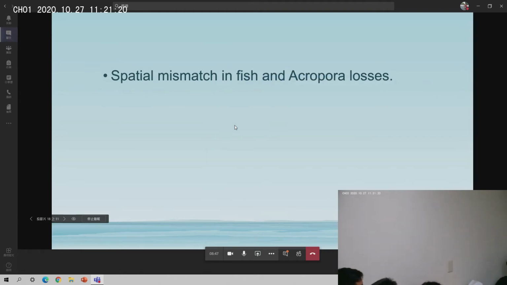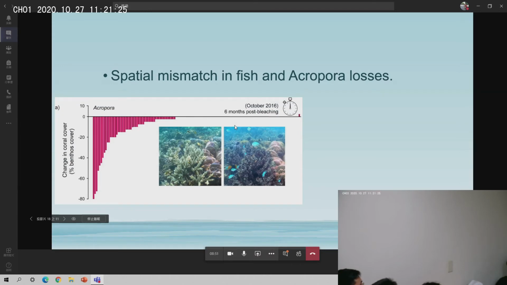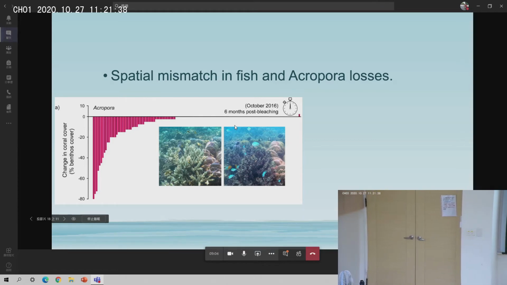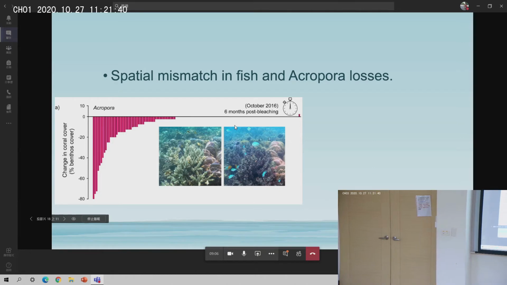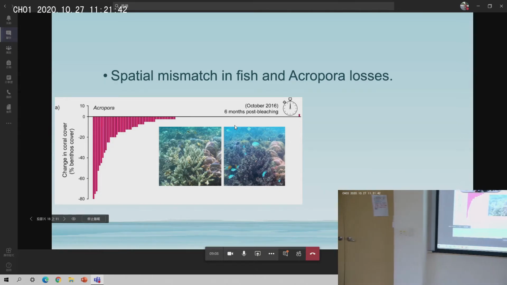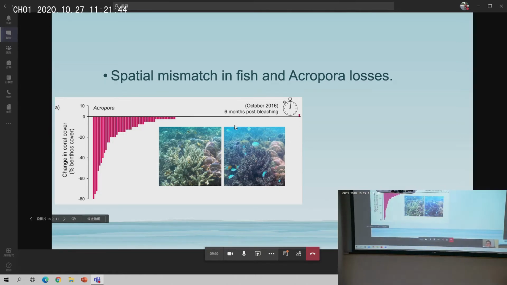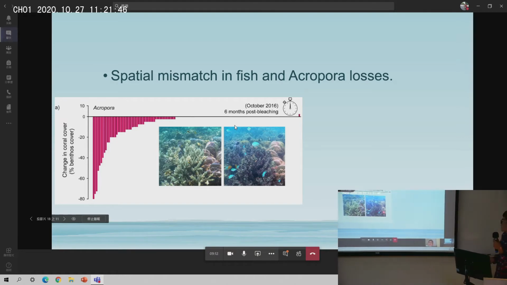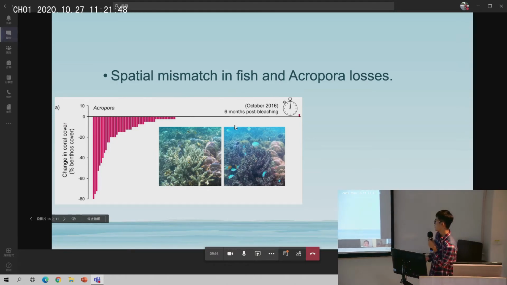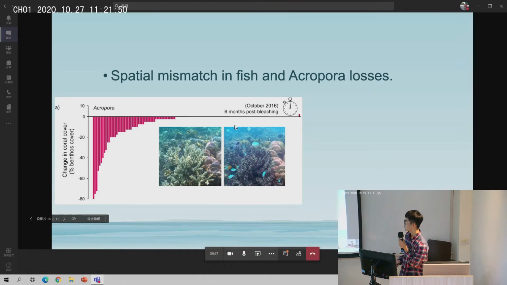Spatial mismatch in fish and Acropora loss. We see the change in Acropora coral cover. A picture shows that before the bleaching, we can see that it's so bright. And this picture shows that post the bleaching, it is darker than the previous one, but it also has fish surrounding.